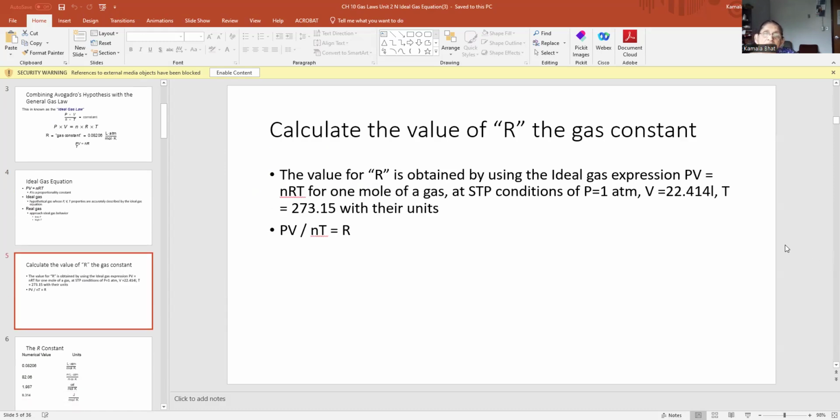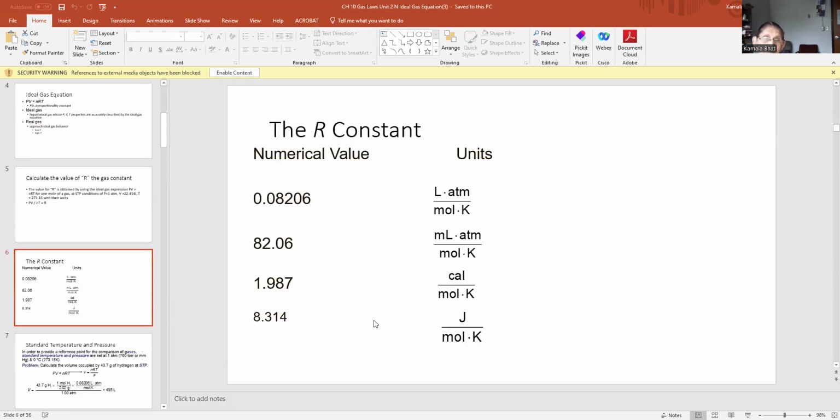Now, how do we calculate the gas constant value? The value for R is obtained by using the ideal gas equation PV = nRT for 1 mole of a gas under STP conditions of 1 atmosphere, volume being 22.414 liters, and the temperature 273.15 K, with their units. When we solve that, we get the value of 0.082056506 liter atmosphere per mole Kelvin.